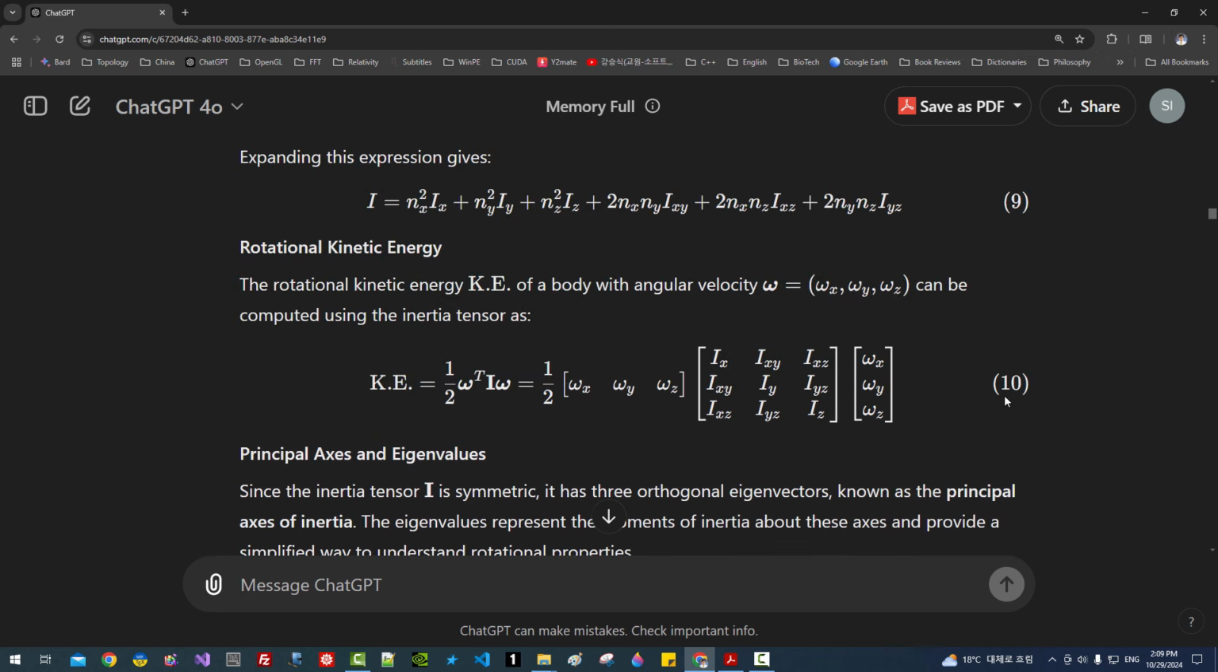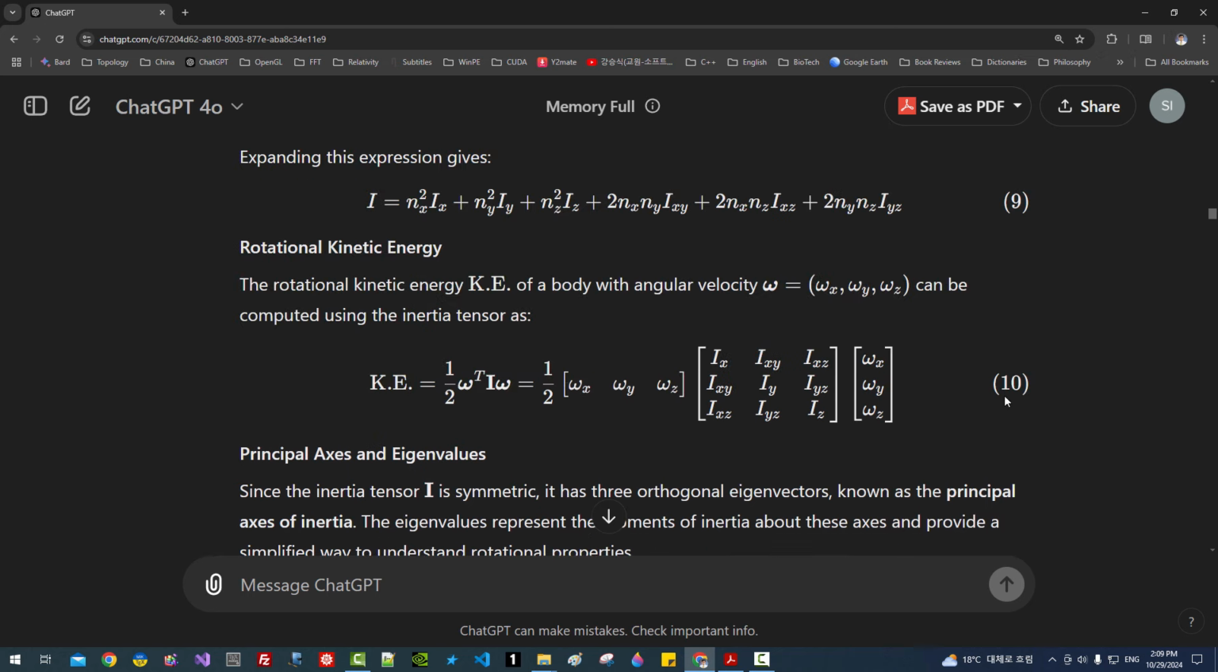The inertia tensor, matrix I, is a 3x3 symmetric matrix that encapsulates a rigid body's resistance to rotation about any axis. Each component of this matrix represents either a moment of inertia or a product of inertia. 1. Moments of inertia: Ix, Iy, Iz. These are the diagonal elements, Ix, Iy, and Iz, representing the moments of inertia about the x, y, and z axes, respectively.